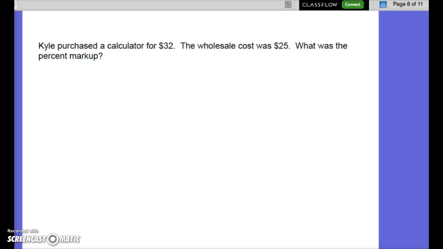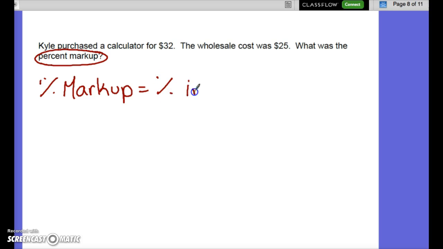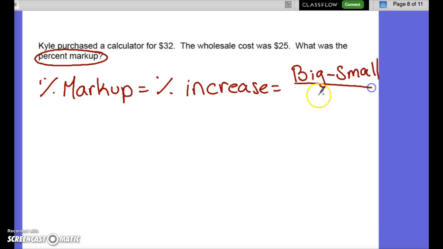We have two more questions, and the next one says, Kyle purchased a calculator for $32. The wholesale cost was $25. What was the percent markup? So we're looking for percent markup, which is the same thing as percent increase, which remember equals your big minus your small over the original.